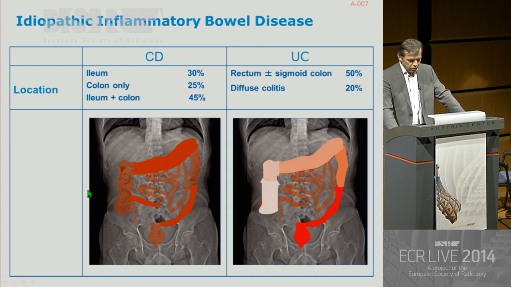Let's go now to the localization. Crohn's disease is rarely colon only. Sometimes sigmoid colon only, in 25% of cases. In most cases, when there is a colonic involvement, there is also some other involvement in the small bowel that can allow the diagnosis. In ulcerative colitis, of course, we know that the rectum and the sigmoid colon are the most commonly involved, and according to the severity of the disease, there is more or less involvement of the overall colon.